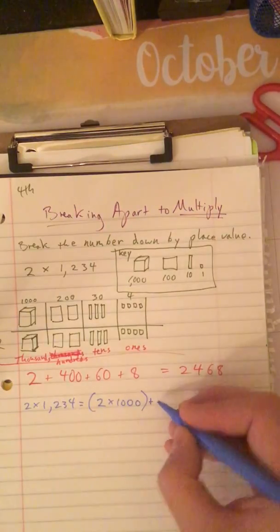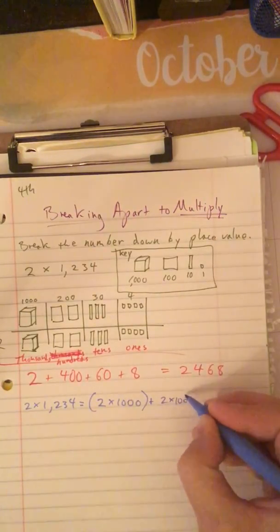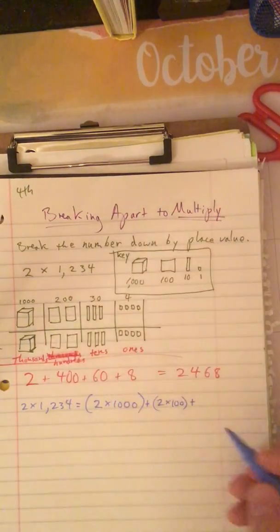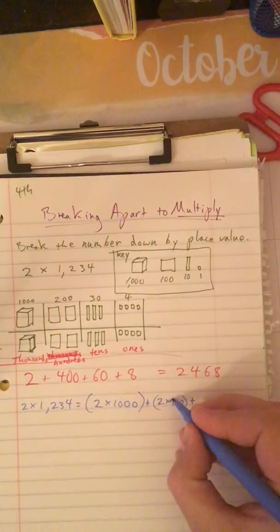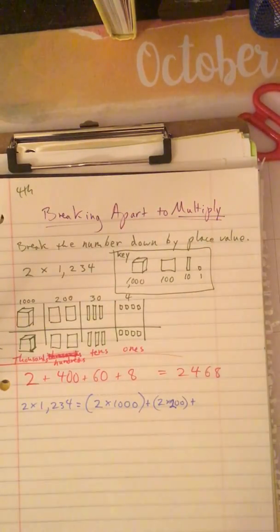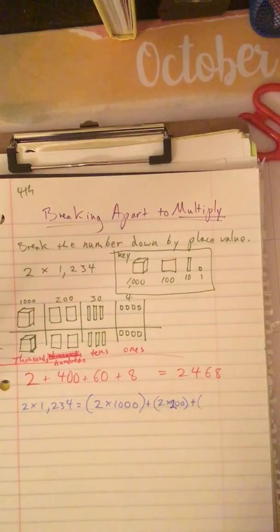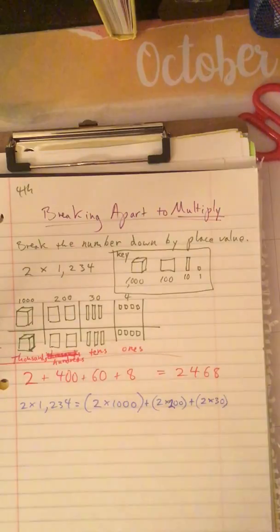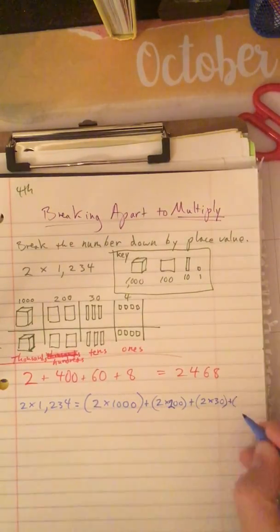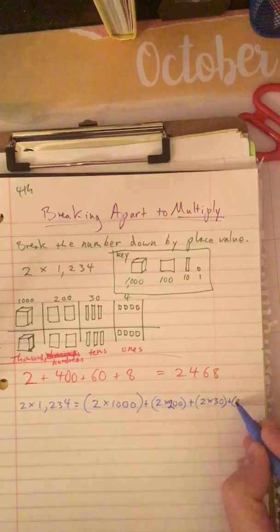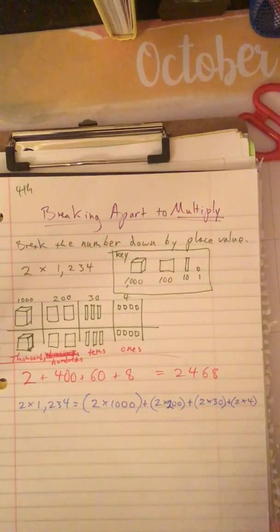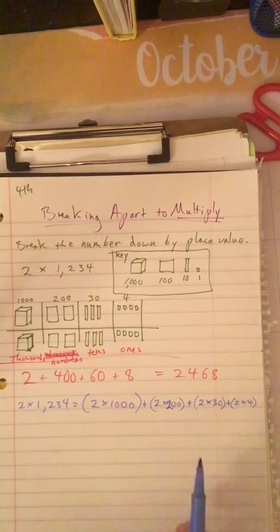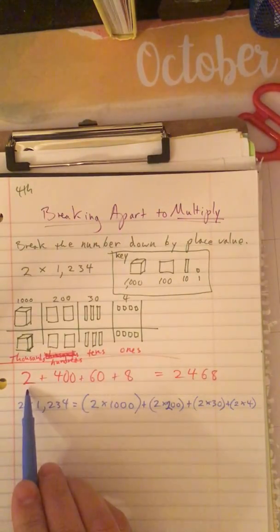2 times 200. Just like you see it over there. See? There's 200, there's 200, that's 400 in all. Oh, I put 100. There we go, 2 times 200. Then we have 2 times 30. And then we have 2 times 4. Now, if you notice, I put an addition sign in between each one because that's what I'm doing.